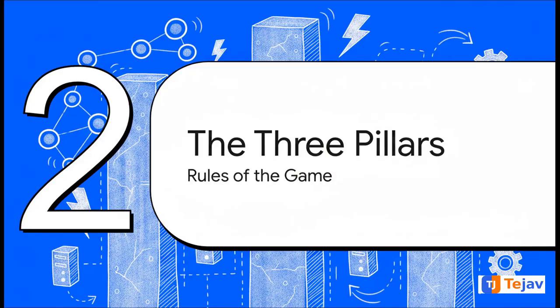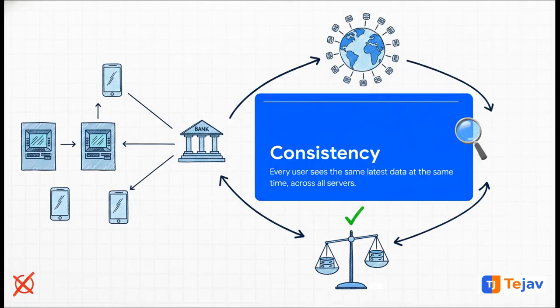Okay, let's dive into this by defining the three pillars. Basically, the rules of the game. To understand how systems actually survive these failures, we absolutely need to grasp three fundamental concepts. Pillar number one is consistency. And just to be clear, we're talking about strong consistency here. This means that every single user sees the exact same latest data at the exact same time, totally regardless of which server on the planet they happen to connect to.